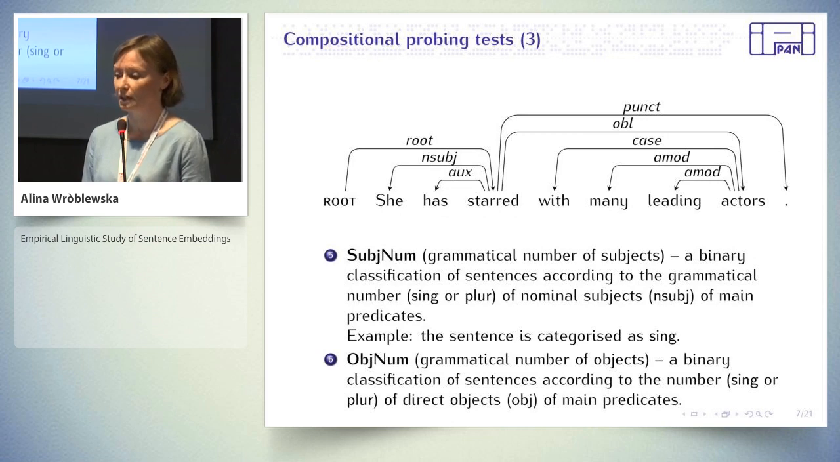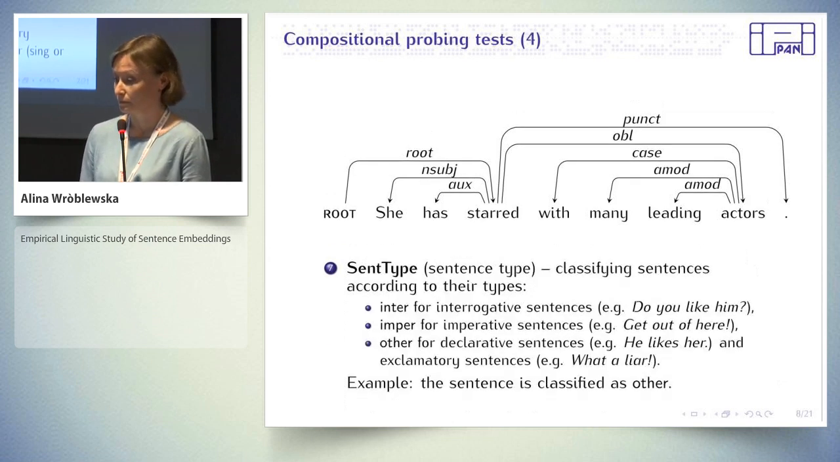Then we also have two tests on grammatical number of subjects and objects. So it's also a binary classification, and sentences are classified according to the grammatical number of subject or grammatical number of object. And the last test, we've called it sent type, and it's a classification of sentences according to their types. We have three classes: inter for interrogative sentences, imper for imperative sentences, and other for declarative and exclamatory sentences. And the example sentence should be classified as other because it's a standard declarative sentence.